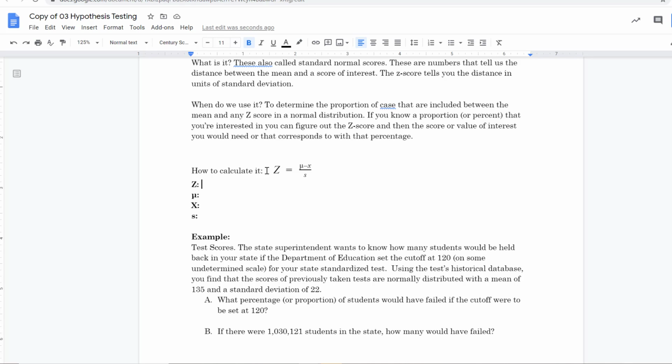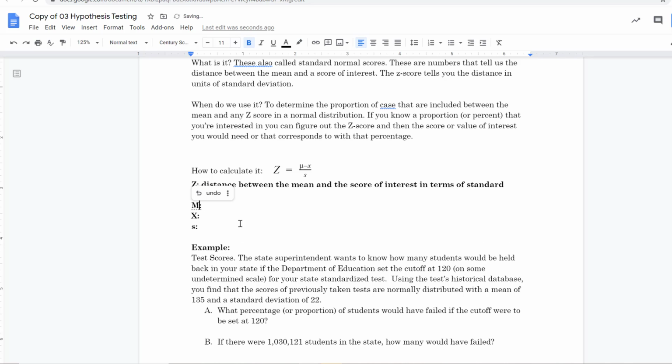But if this is new to you, I don't want to assume that you're comfortable with it. So again, I'm going to define what each of these letters are. So the z-score is the distance between the mean and the score of interest in terms of standard deviation.